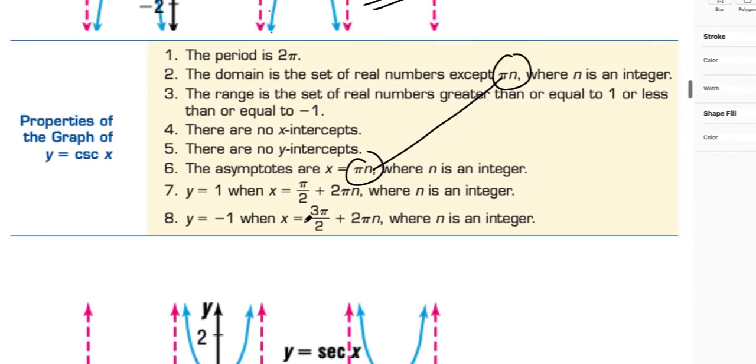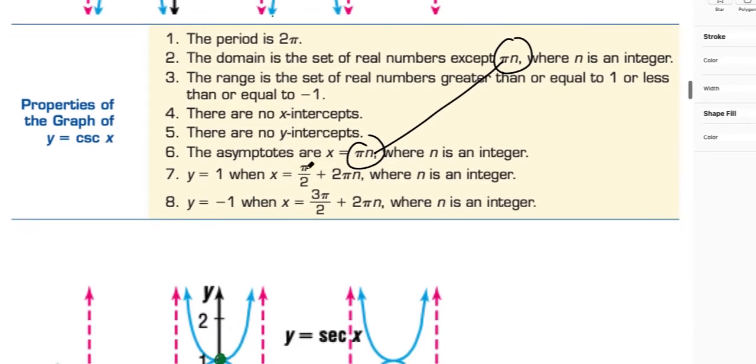So if we think about it, this is going to happen when sine is equal to 1. When is sine equal to 1? Sine is equal to 1 at pi over 2, and then every 2 pi after pi over 2. I'm not saying that right, but what I mean is every full cycle after we get to pi over 2.